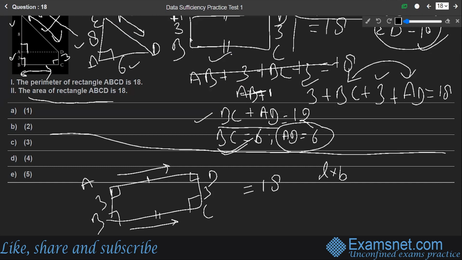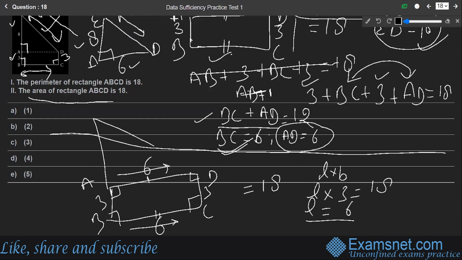AD and BC length is unknown for now. So clearly, let's take length into breadth value 3 is equal to 18. From there we can get the L value as 18 by 3, that is 6. So length value is 6. So clearly AD value becomes 6 and BC also becomes 6.